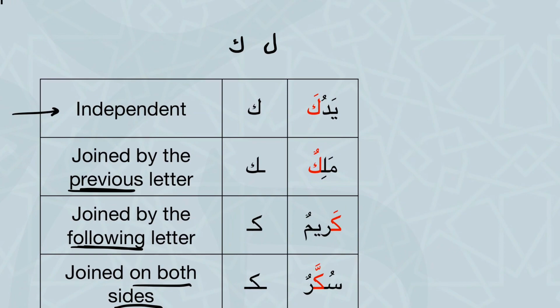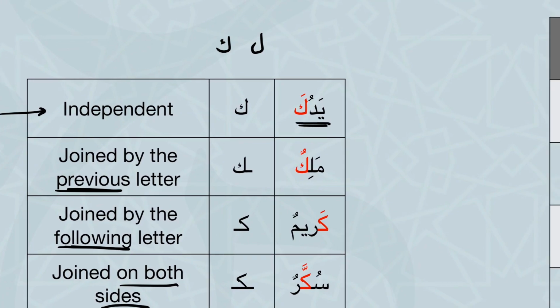It looks like hamza. So, if I'm going to pronounce this word, because the ya has a fatha, it's ya. The dal has a dhamma, so it's ya'du. And the kaf has a fatha, so it's yaduka, yaduka.